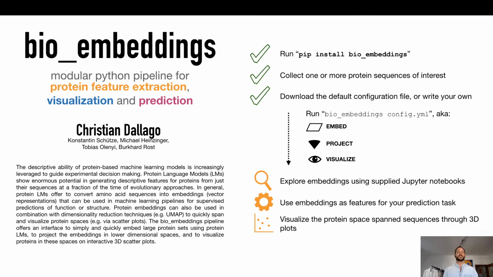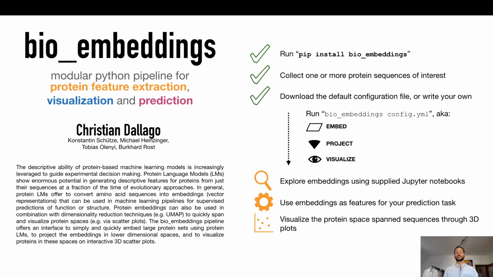So that's why we came up with bioembeddings, which is just a pip installable package. You pip install bioembeddings. You then collect your sequences into a FASTA file. And you lastly have to define a configuration file which allows you to reproduce your pipeline run in the future should you want to publish your results and want the results to be reproducible by other labs. We also allow you to use a default configuration file which basically runs 3 stages. What the stages are we will see in a second. It will run embed, project, and visualize.